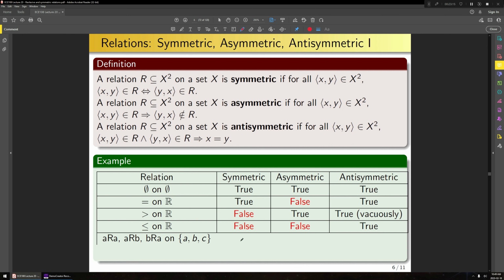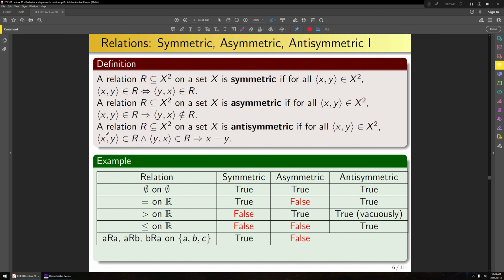Is this symmetric? Then you just really have to go through and check it out. A is related to A, therefore A is related to A. That one doesn't break symmetry. A is related to B, and B is related to A. That doesn't break symmetry, so it is symmetric. For asymmetric, is this true? Well, no, because I have these two pairs. Okay. And for anti-symmetry, is this true?